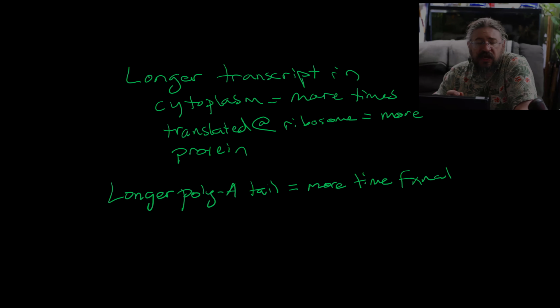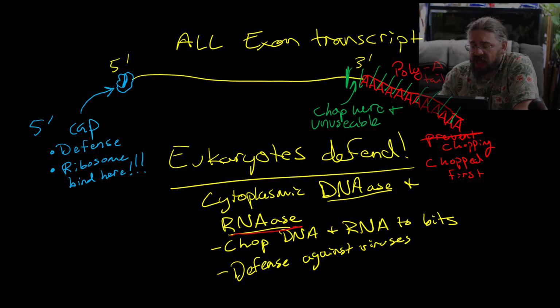If you don't need a ton of that protein, the poly A tail is going to be shorter. And if you need a lot of that protein, the poly A tail is going to be longer. So that's kind of cool. A little homeostasis bonus in addition to protecting from our chop 'em up enzymes. Do you have to know DNAase and RNAase as a term in your Bio 1 course?